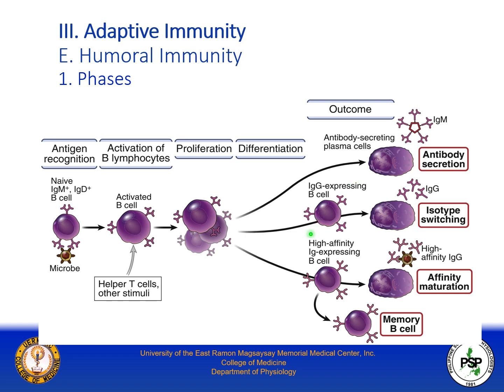Some are activated to undergo isotype switching. We will be discussing this in a while. And then some are differentiated to become high affinity immunoglobulin expressing B cells, and they express IgG. And then some become long-lived memory cells.